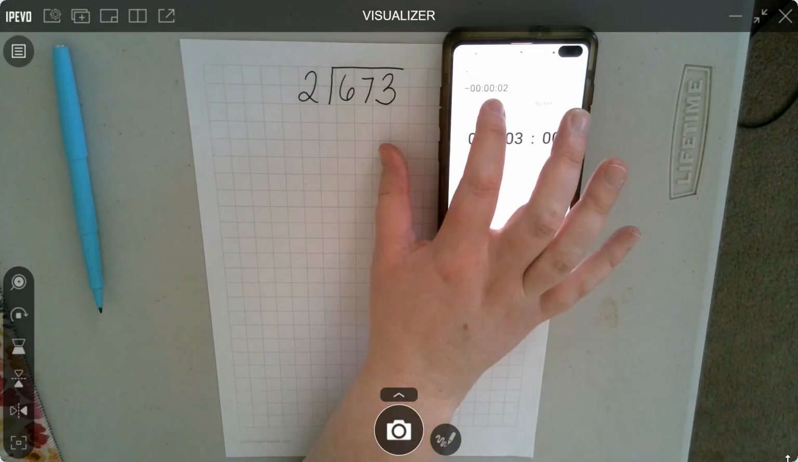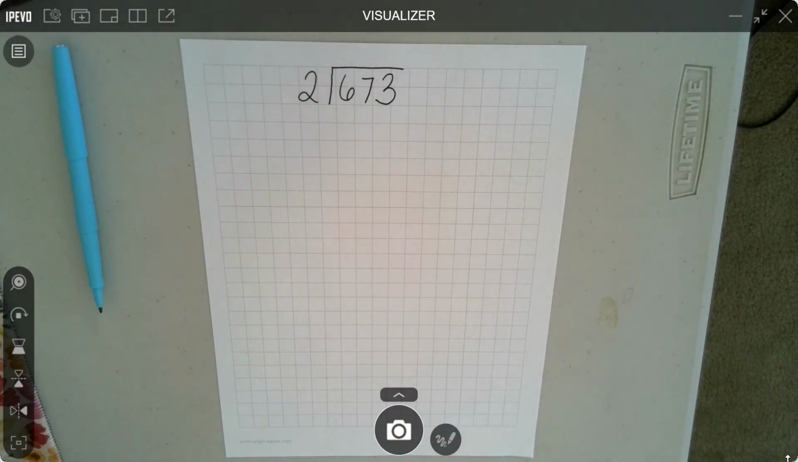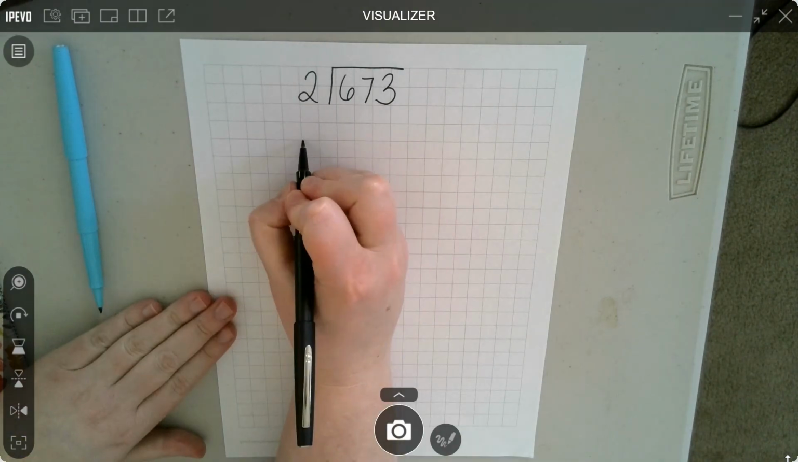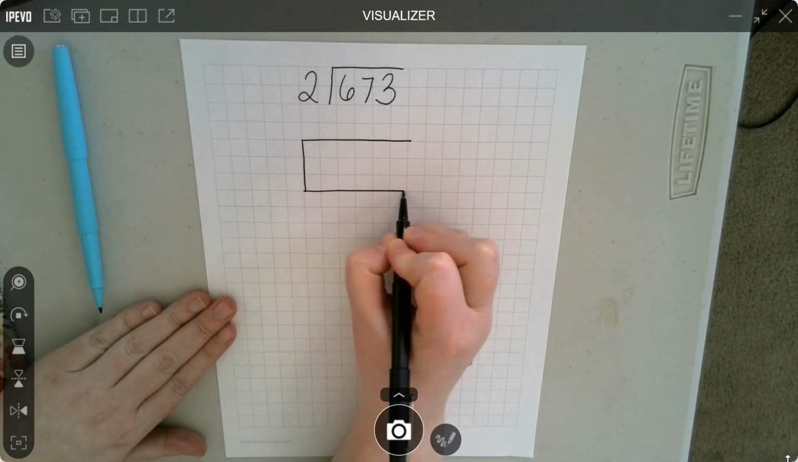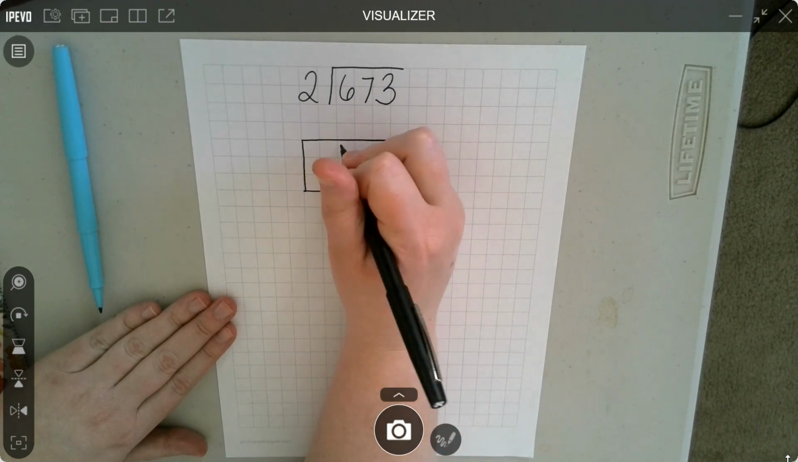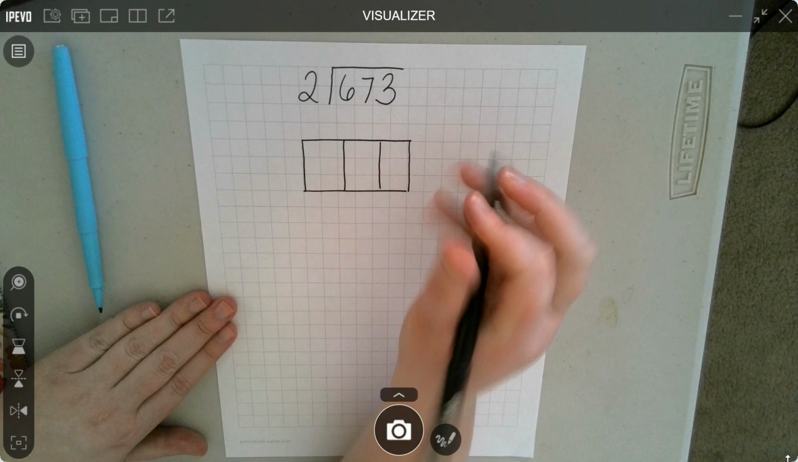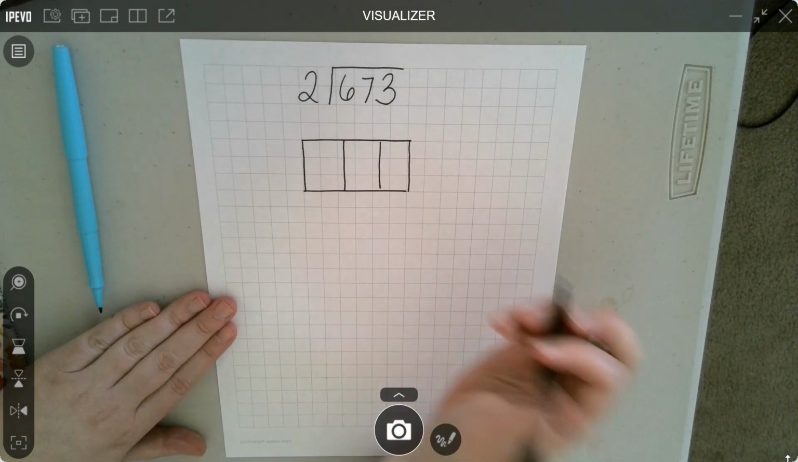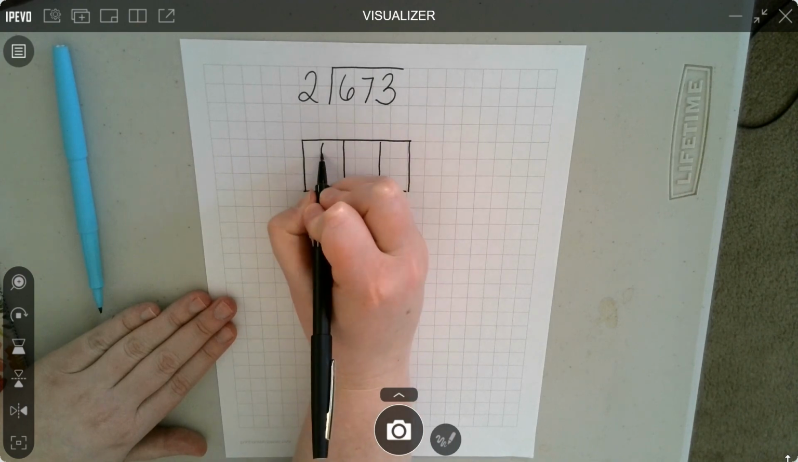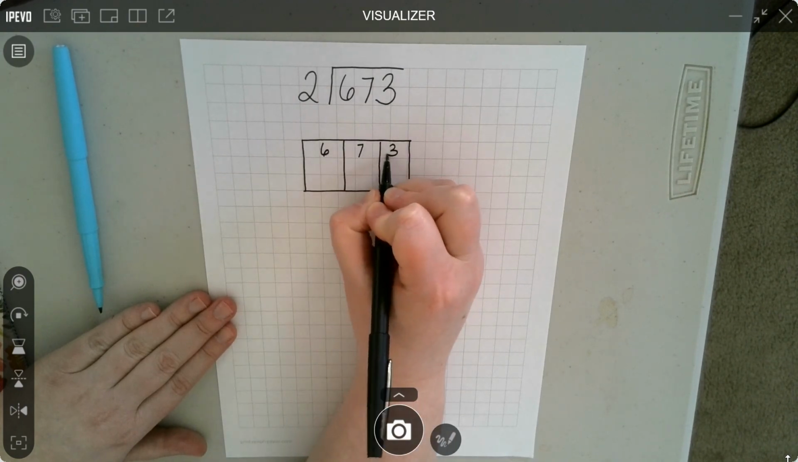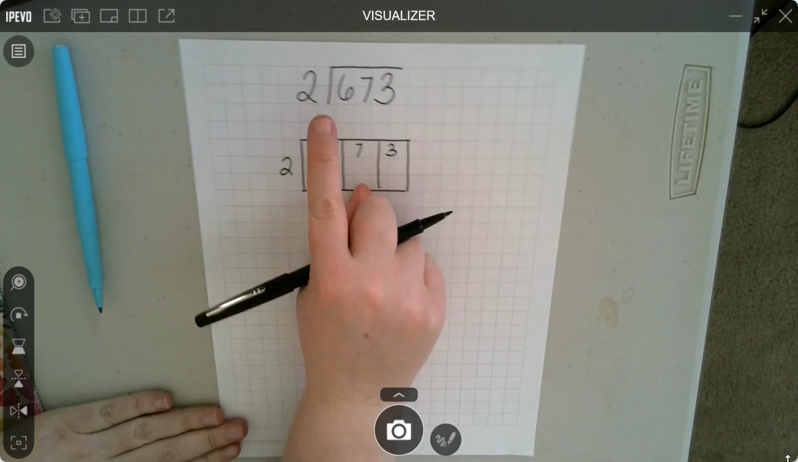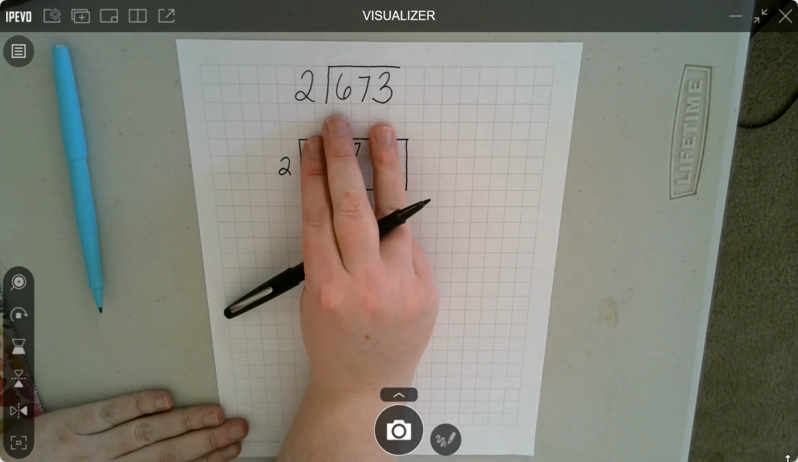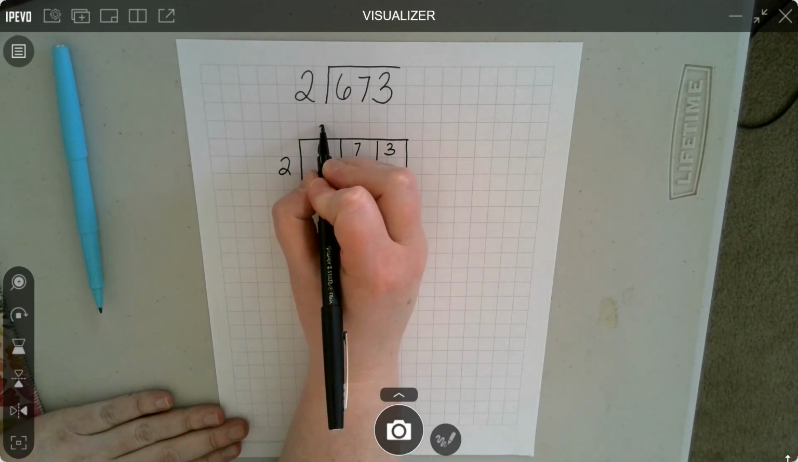All right, let's look at what we have done so far. I'm dividing my box into 3 boxes because this is a 3-digit number being divided by a 1-digit number. That's 673. Each digit will be in its own box. And that 2 is written on the outside because that's what we're dividing by. Now, I bet you can tell me how many times 2 can go into 6. 2, 4, 6. It can go in exactly 3 times. So I'm going to put a 3 up here.